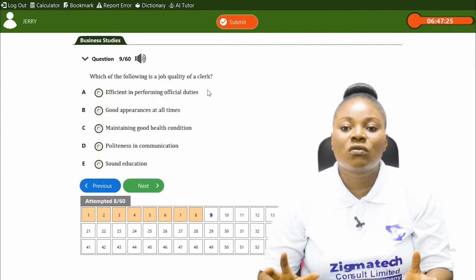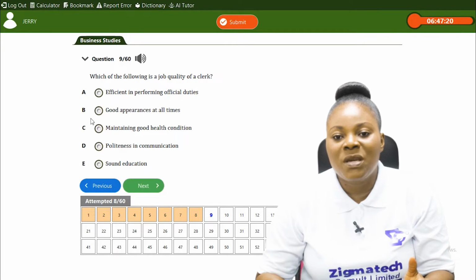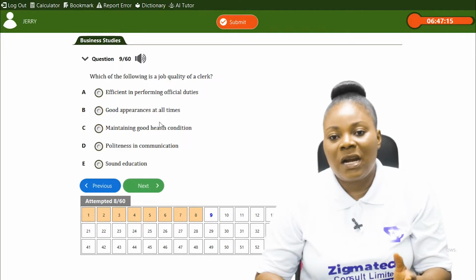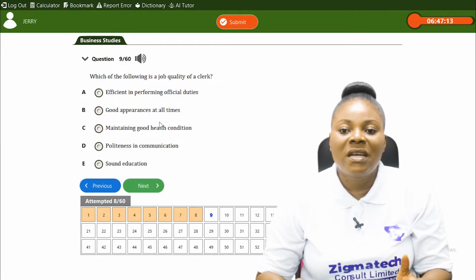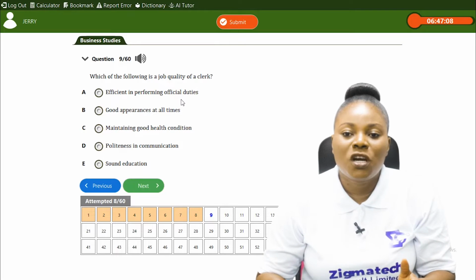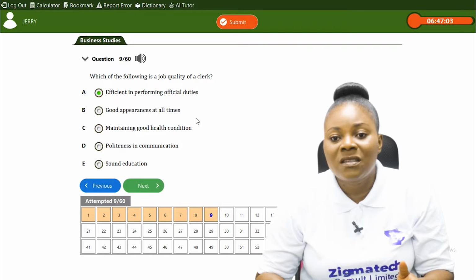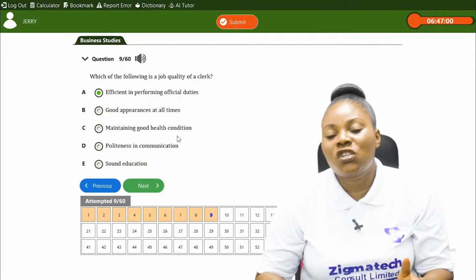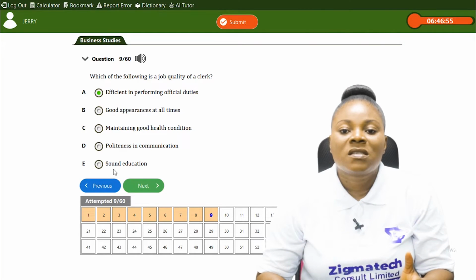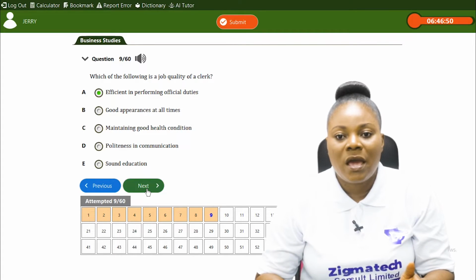They carry out what is called routine jobs in the organization. So all the other options, B, C, D, and E, are personal qualities of a clerk. But the one that pertains mainly to the job is being efficient in performing official duties. So option A is the answer. Good appearance is a personal quality, maintaining good health condition, personal quality, politeness in communication, personal quality, sound education, personal qualities. So the answer here is option A.